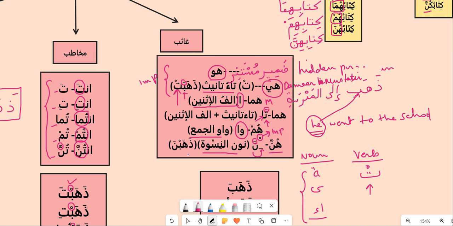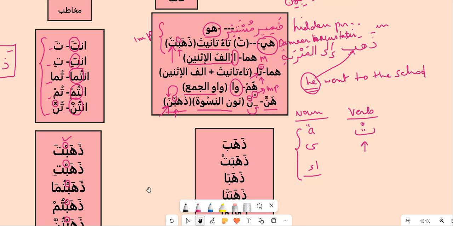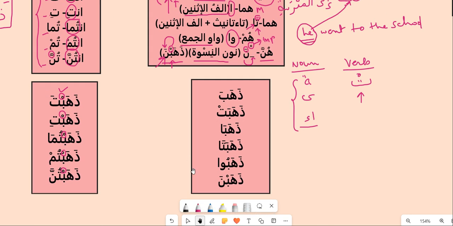And I have given the example here as dhahabna. The moment you attach the verb with noon niswa, the ba will have a sukoon. And this will tell you that this noon with fatha is the damir for feminine plural in ghaib. This noon niswa comes in the ghaib. Okay. Now let's check the examples for the verbs I have given here for the ghaibs, how it looks like.